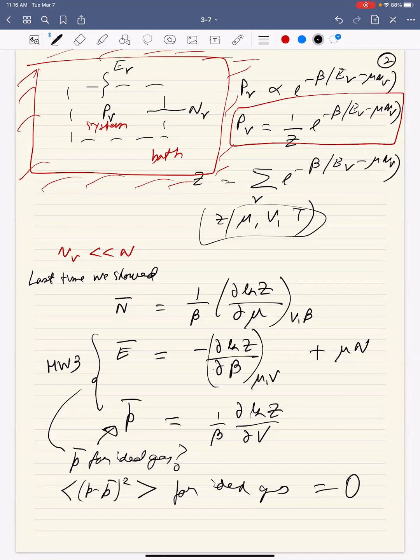So I will do something similar. I will derive a similar equation, not for the pressure, I will derive it for the number fluctuation. Okay. So what I'm going to do next is to think about the standard, the variance in N. How does this look like?